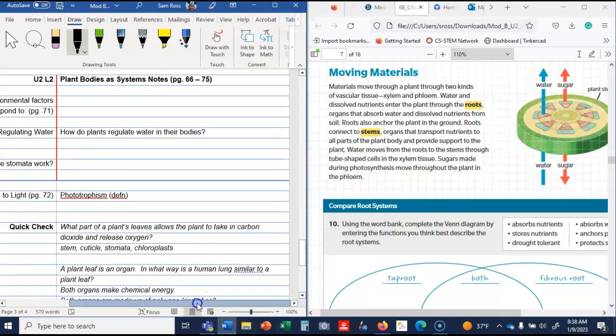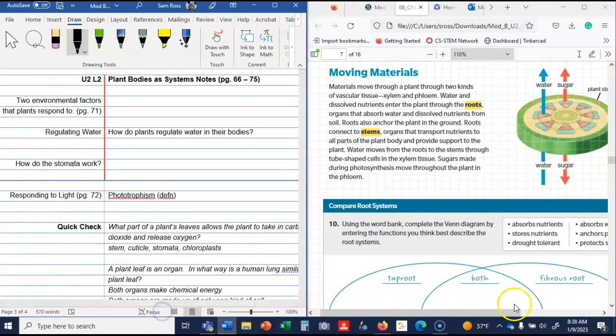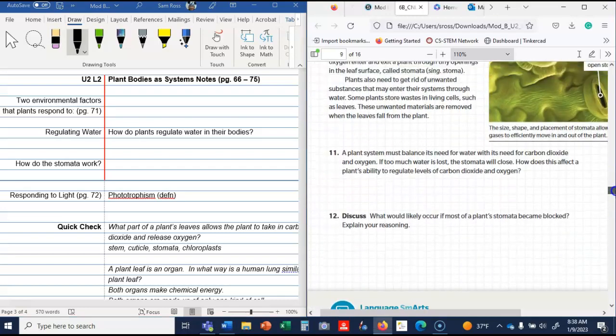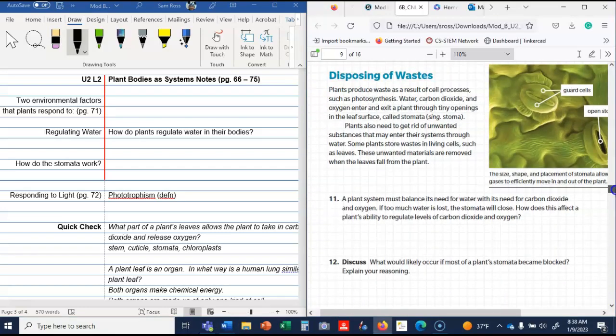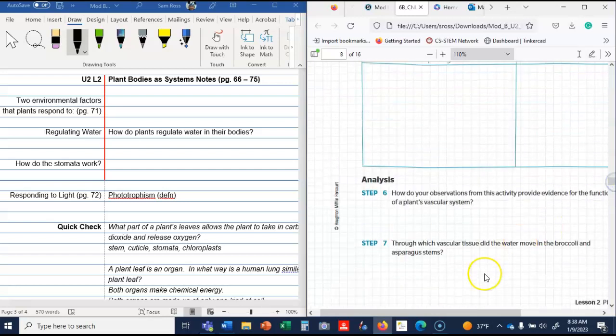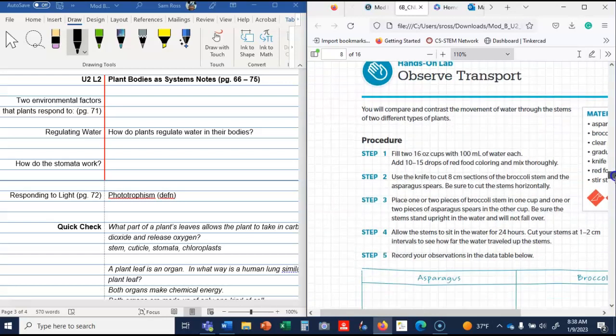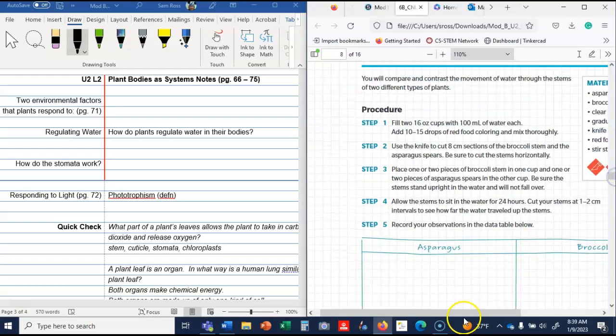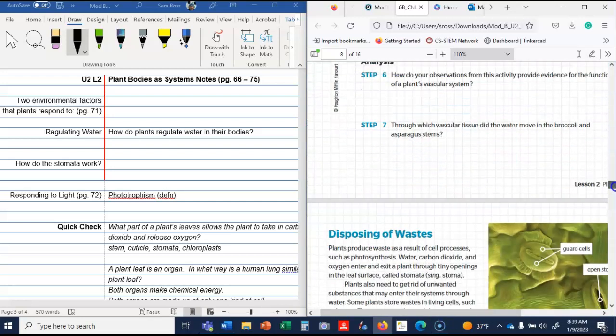All right, so now we're on to page 71. 2 environmental factors that plants respond to. Wait a minute. What? That's 70. This is 71. This is a lab. This is not anything that can be... Okay, fine. Keep on.